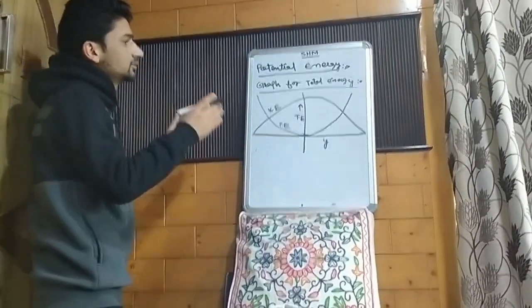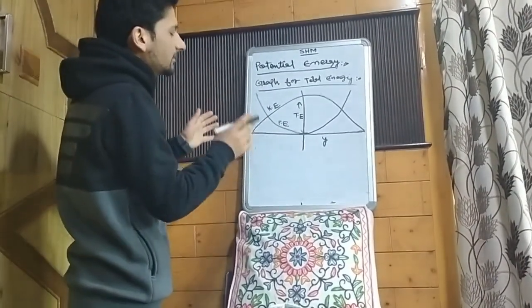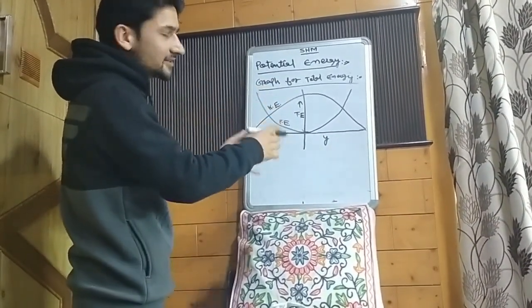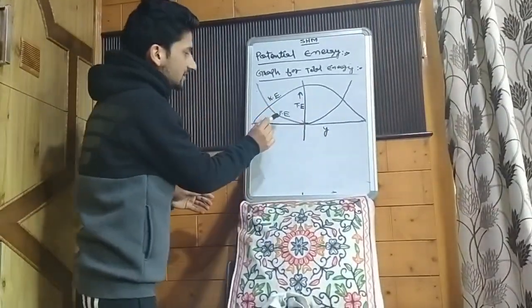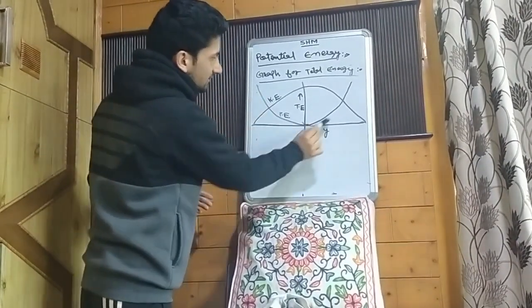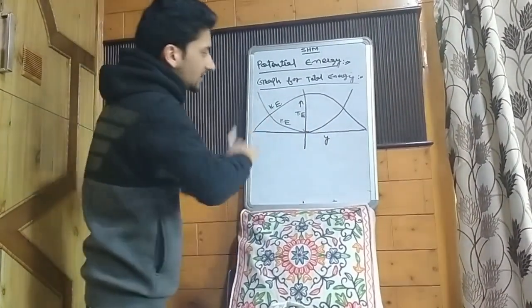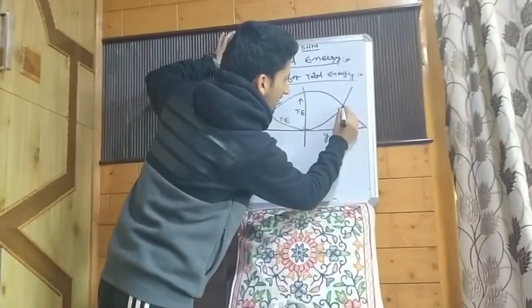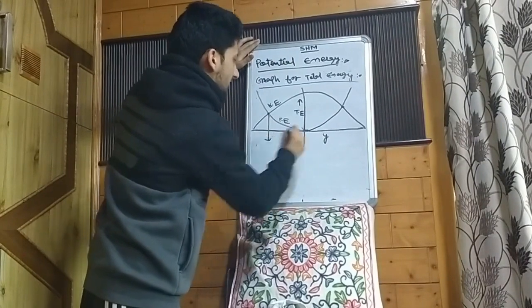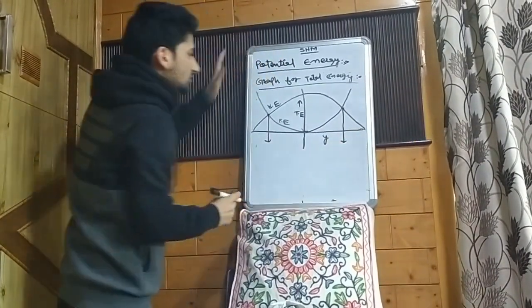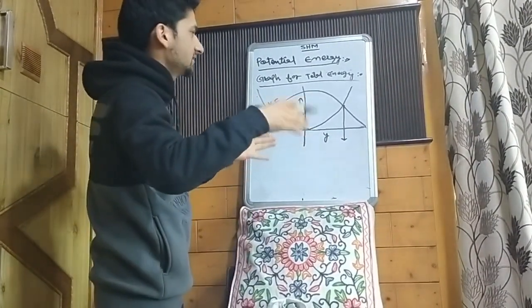This is the graph for the total energy of a particle executing simple harmonic motion. This graph can be obtained by combining the graphs of both kinetic energy and potential energy. This curve represents the potential energy, and this curve represents the kinetic energy. And here you can see, at this point and at this point, there are two values of y where the kinetic energy of a particle is equal to the potential energy of the particle.